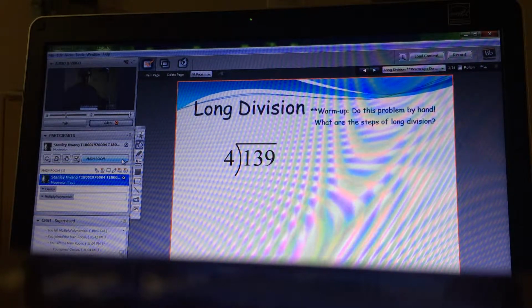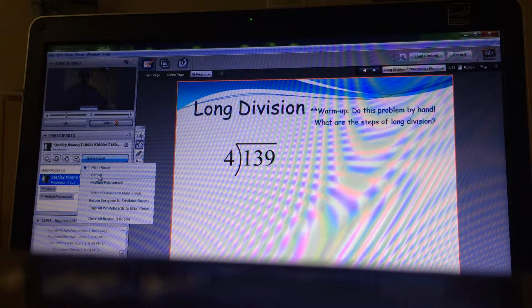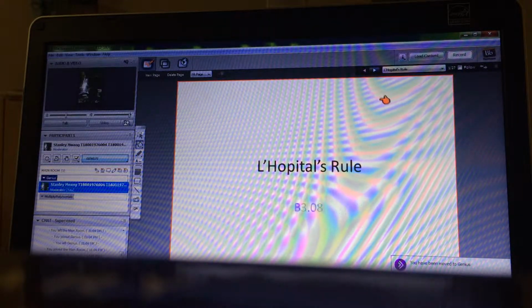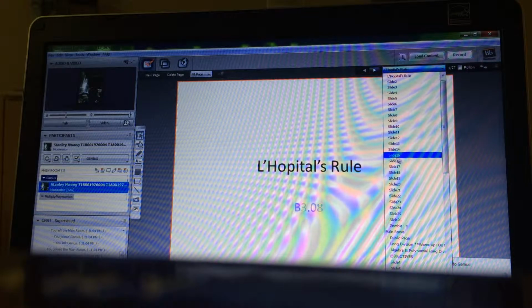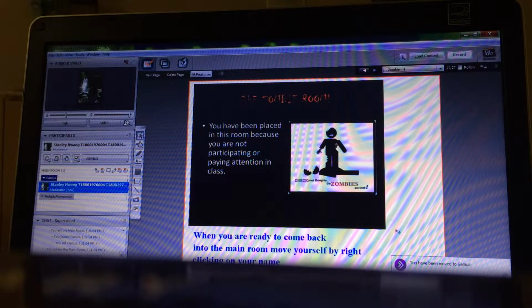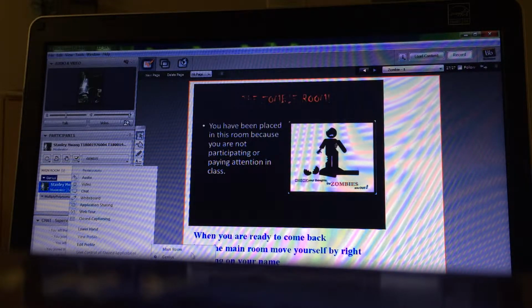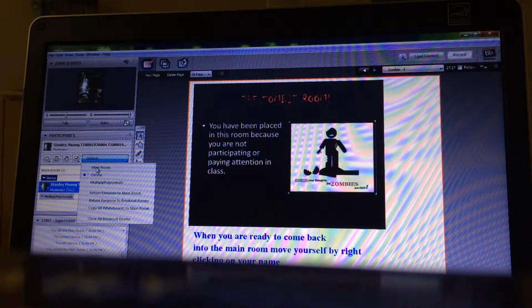As you can see, we are in a cyber environment, and in case people are not responding, they can go to what I call the Genius Room. In the Genius Room, there's advanced material on L'Hopital's rule from AP Calc. They can read through all these slides, and if they get to the end, they would see this slide, which tells them to move themselves back into the main room. They can right click on their name and choose send themselves to the main room, and they may also be able to choose from here.